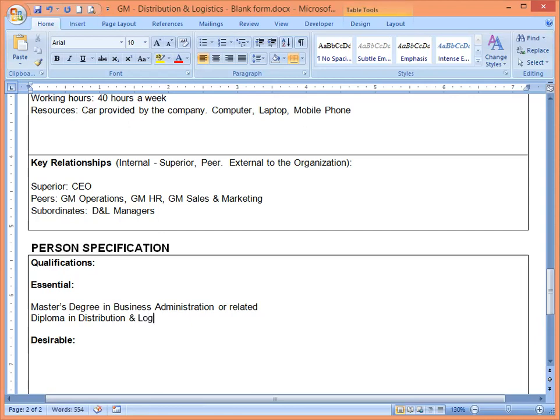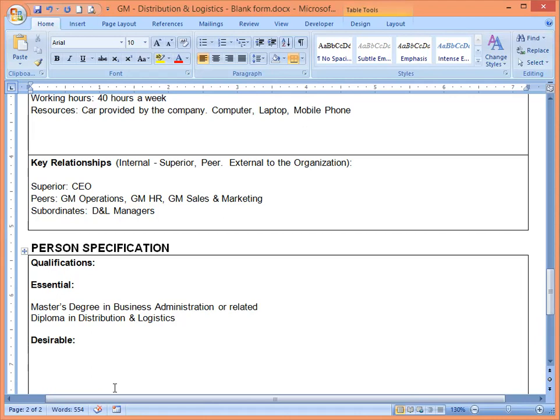This background or qualification has an advantage. Why? Because directly, the studies is all about distribution and logistics, and the job will be handling distribution and logistics position. So if you're recruiting one and the candidate is having a diploma in distribution and logistics, that would be an advantage actually. You can put it in essential or you can also put it in desirable. It's up to you to decide whether you want it essential or desirable.